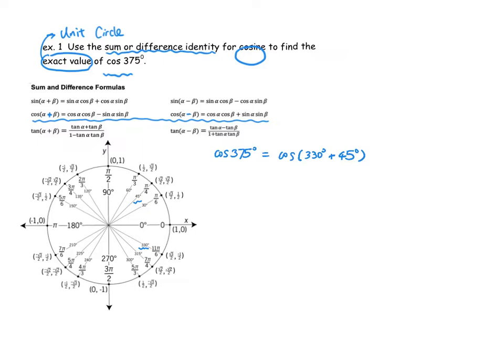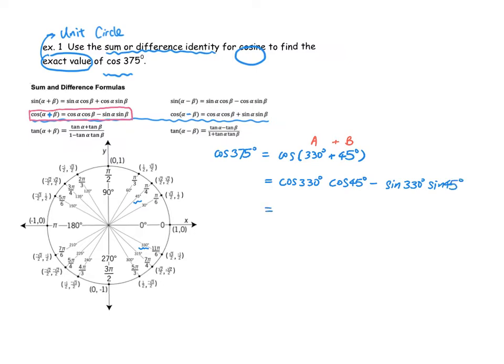Now let's see what we can do. It's A plus B, two numbers. Can we use the formula? I see addition, so here is the formula we're going to use. Cosine A plus B is cosine A cosine B minus sine A sine B. Which means cosine 330 times cosine 45 minus sine 330 times sine 45.